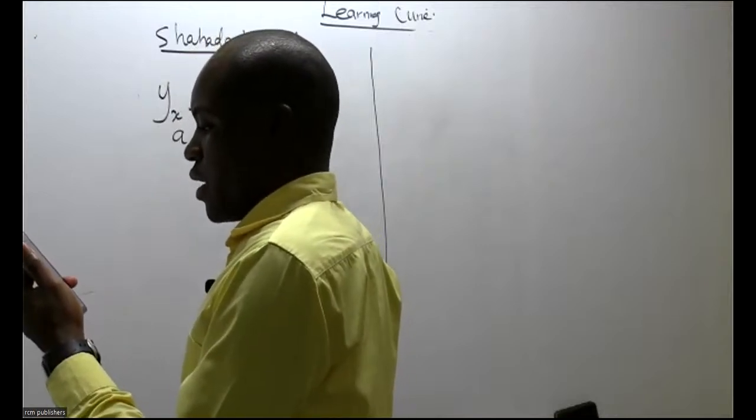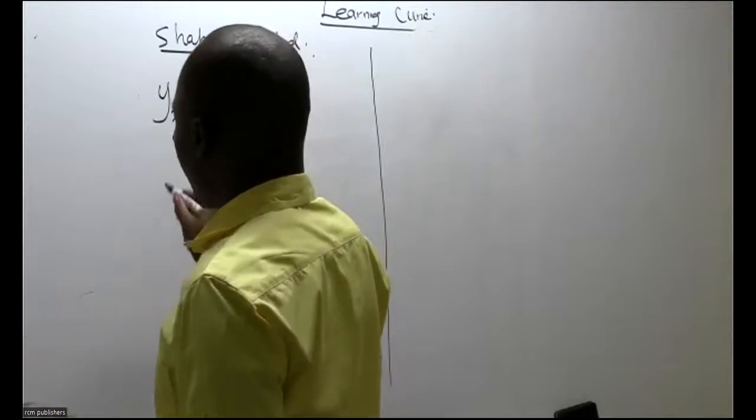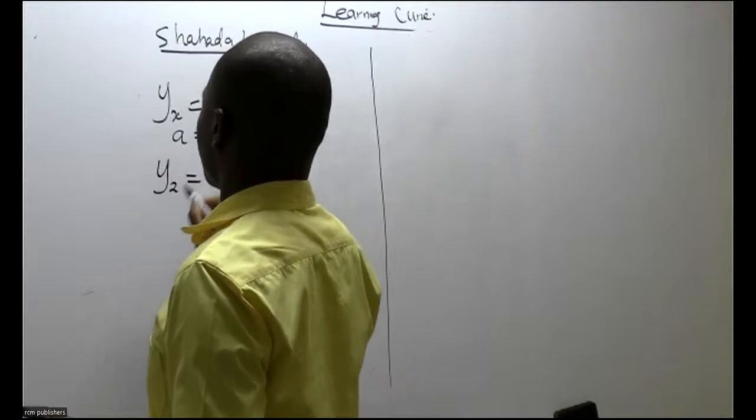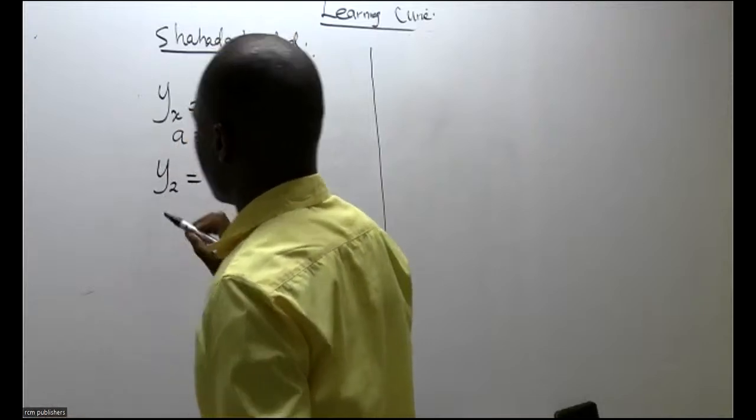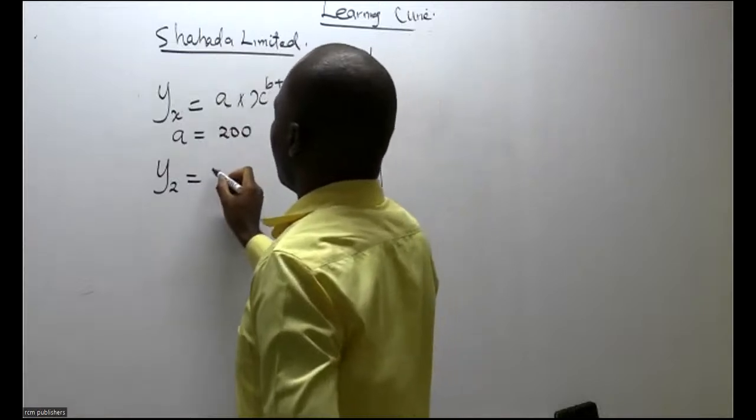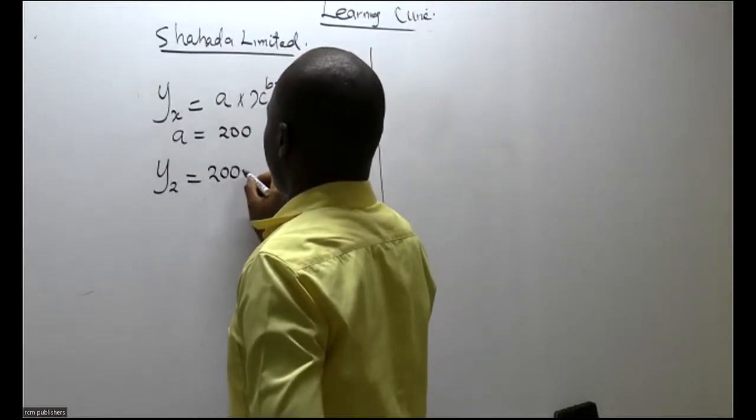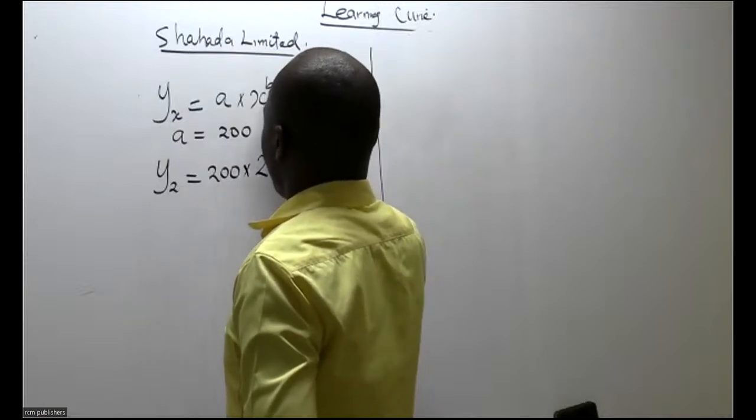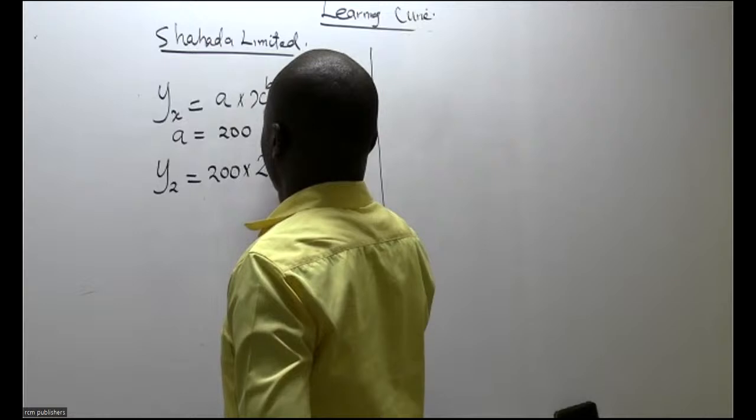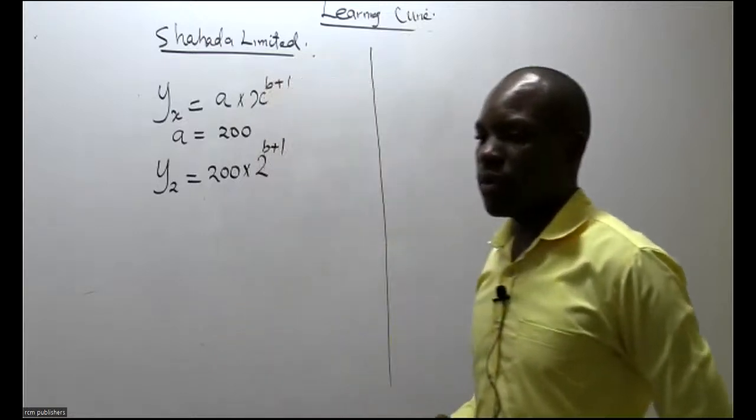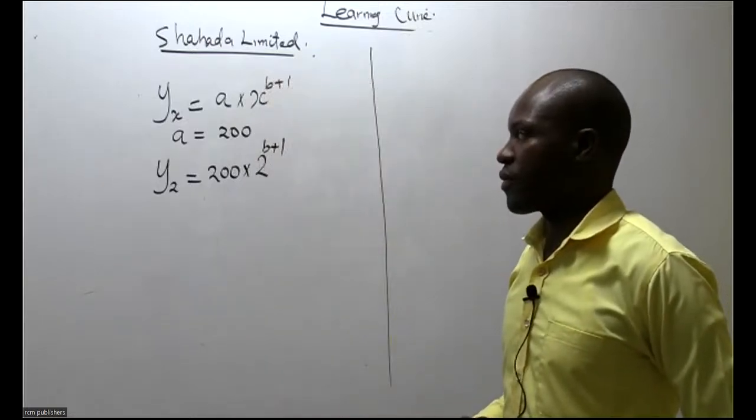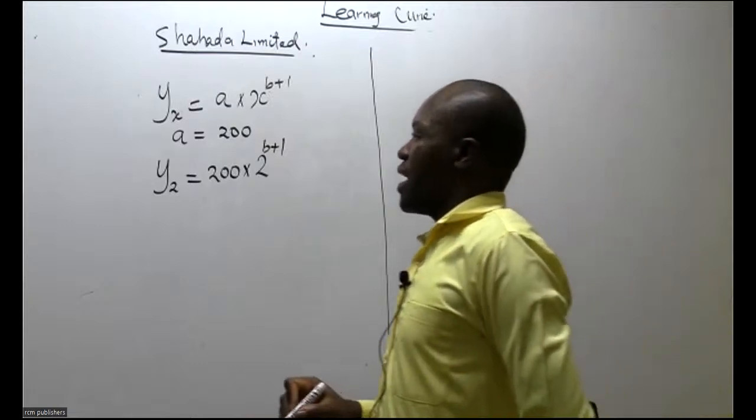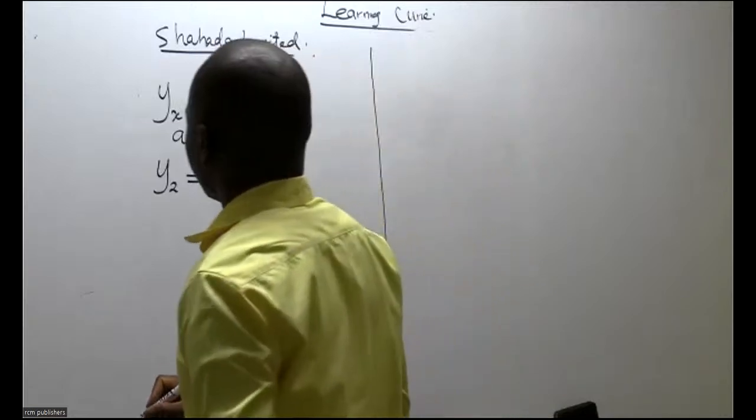Then, another thing that you have been given there, time taken to produce the first 2 units. Time taken to produce the first 2 units, that is Y of the first 2, is equivalent to A, which is 200, times X, our X is 2, raised to the power b plus 1. That's what we have there.